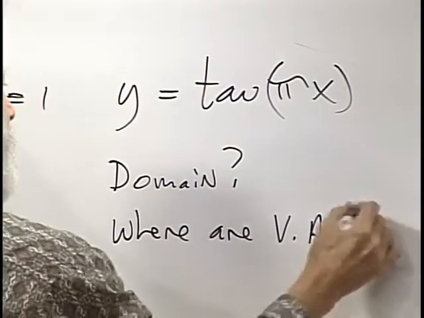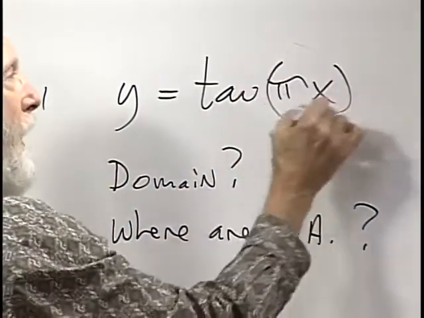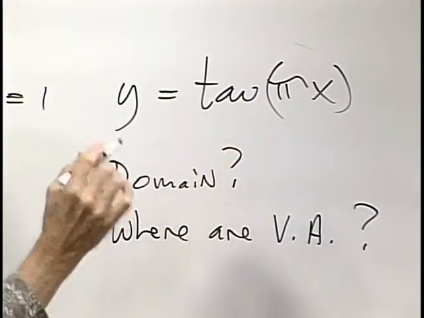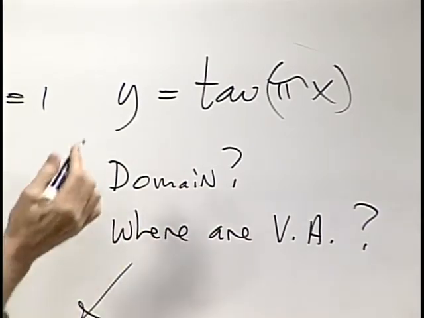Where are the vertical asymptotes? Like this, okay? Except the problem is here, the angle is now pi times x. Pi times x. Okay? There's several ways of presenting this or answering this question. Here's the ways that we've studied already.